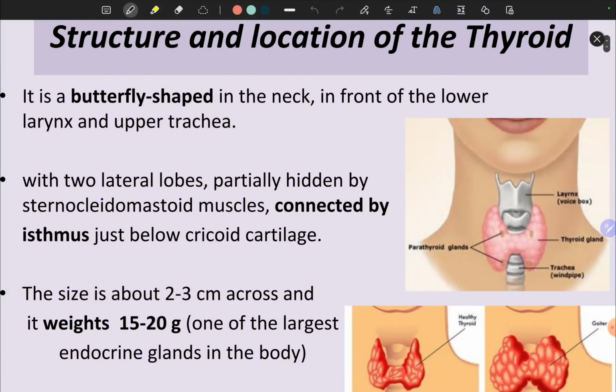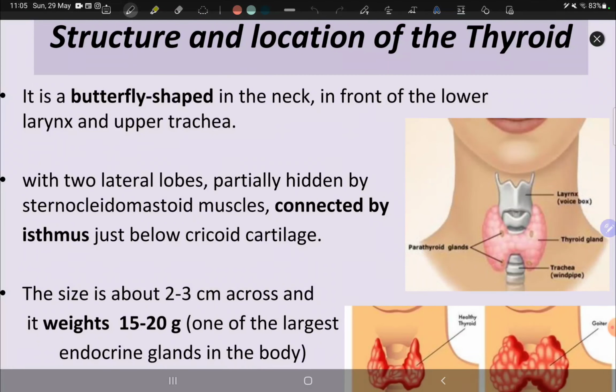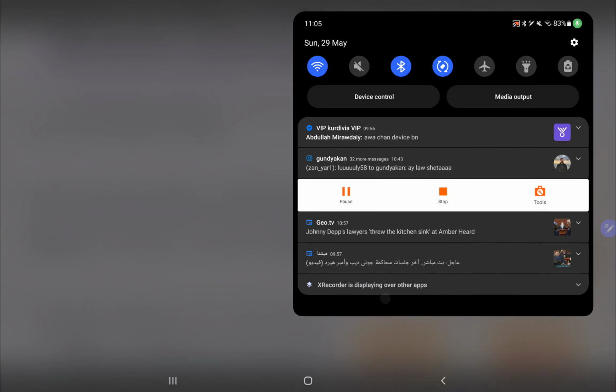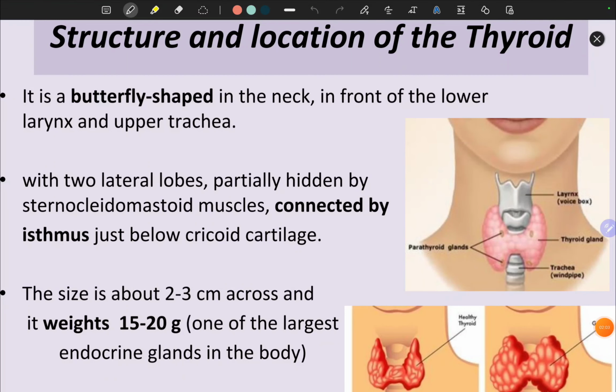Of course, this is thyroid anatomy. You only have to know the thyroid gland has a butterfly shape, connected with an isthmus, and it is in front of the larynx and trachea. That's normal.